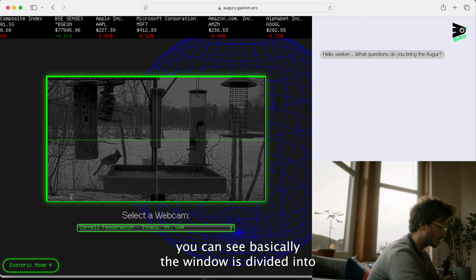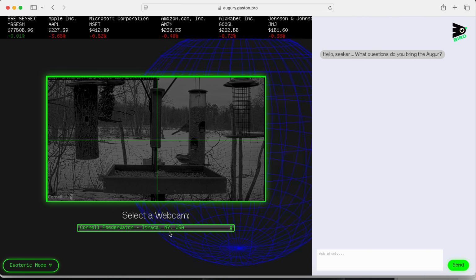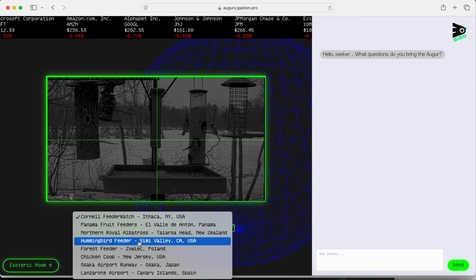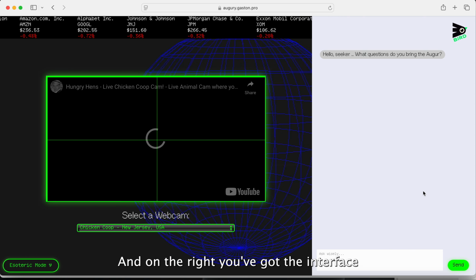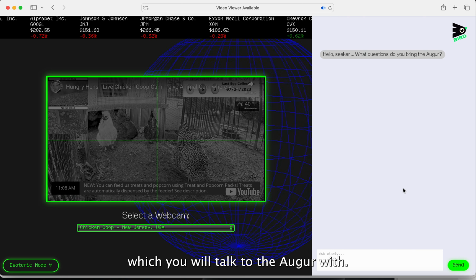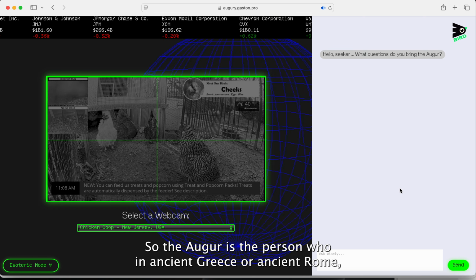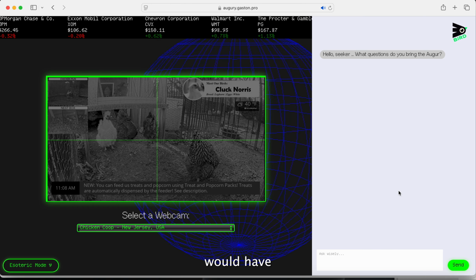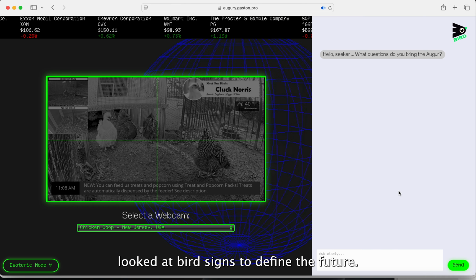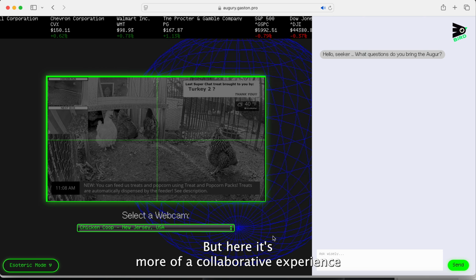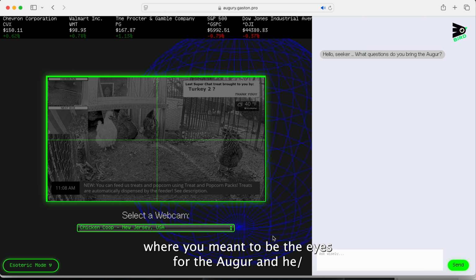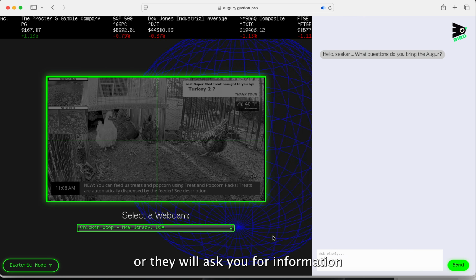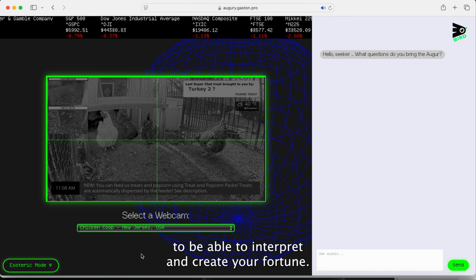So here you can see the window is divided in two. On the left, the webcam and the choice of different webcams, and on the right, the interface which you will talk to the augur with. The augur is the person who in ancient Greece or ancient Rome would have looked at bird signs to divine the future. But here it's more of a collaborative experience where you're meant to be the eyes for the augur, and they will ask you for information to be able to interpret and create your fortune.